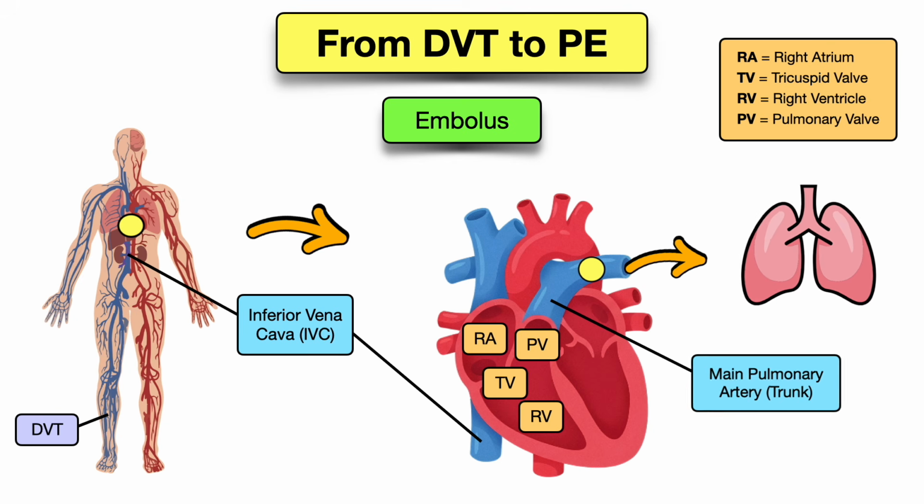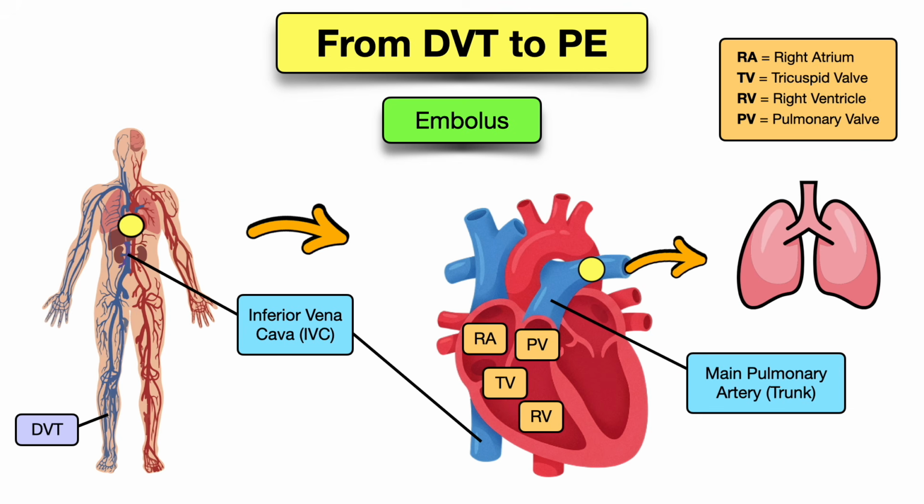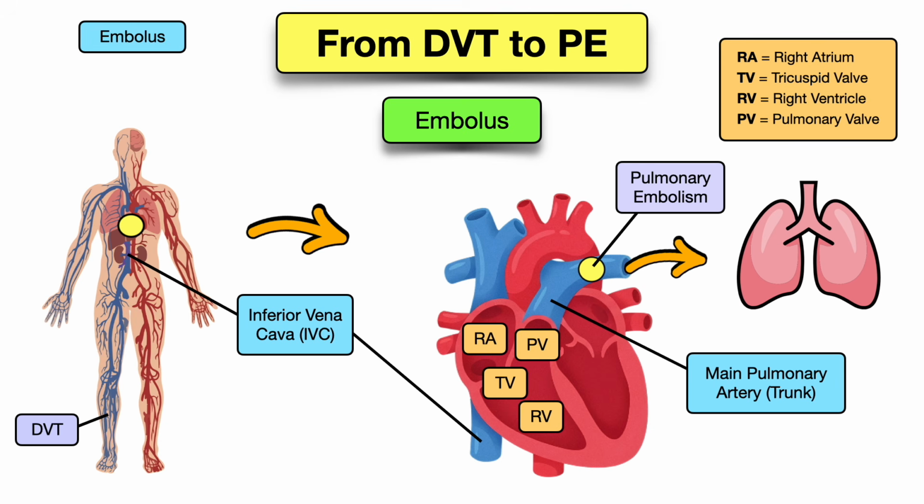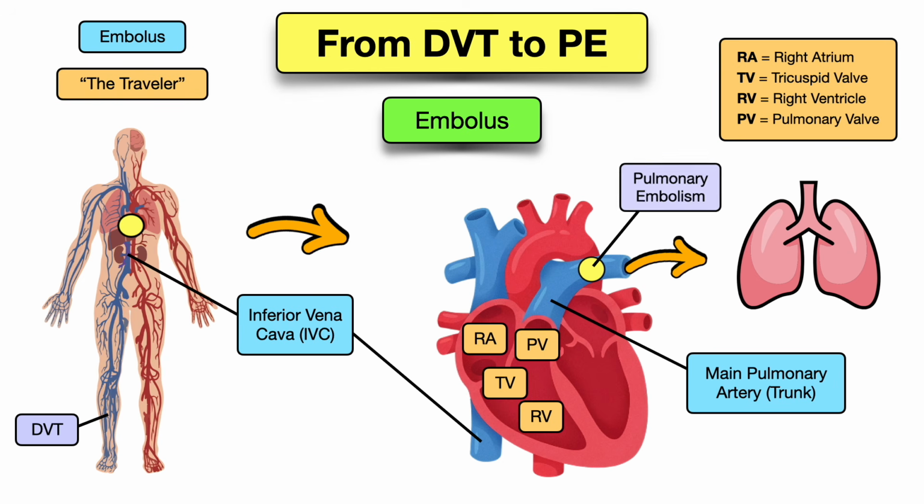The main pulmonary artery and its branches deliver deoxygenated blood to the lungs to receive oxygen. So as the blood clot travels through the main pulmonary artery, it travels toward the lungs, where it becomes stuck in a smaller artery in the lung. This is known as a pulmonary embolism. When the blood clot is traveling through the bloodstream, this is known as an embolus. So an embolus is the traveling blood clot, and the embolism is the resulting obstruction or blockage.